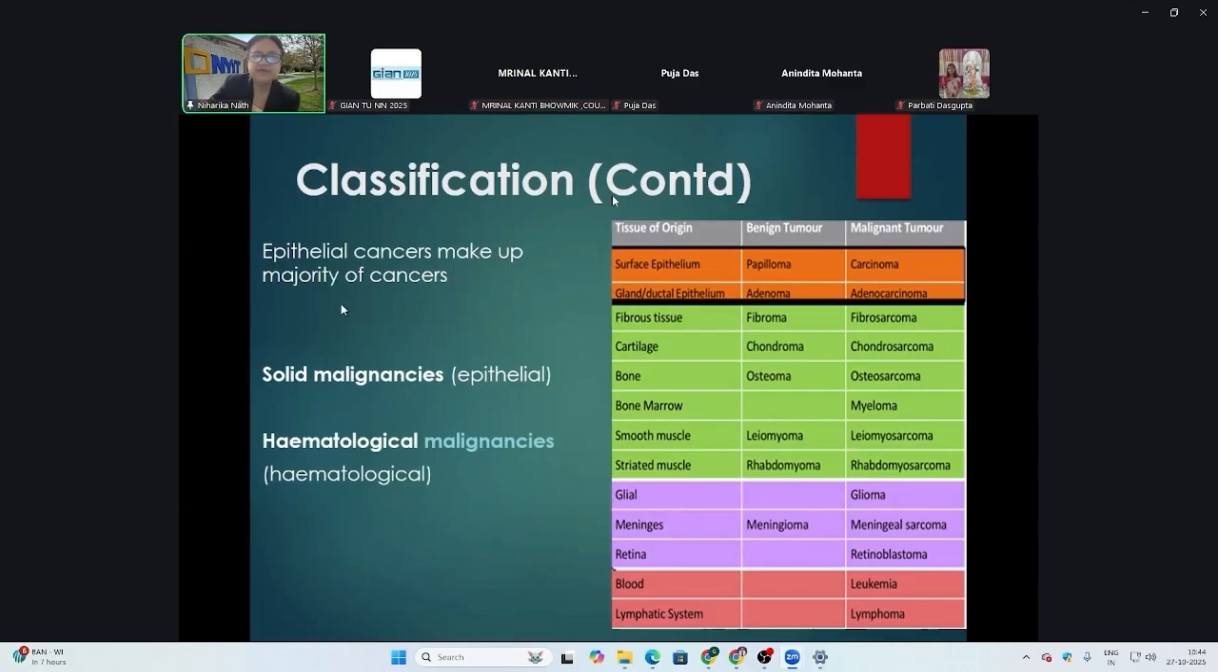Epithelial cancers make up the majority. About 80% of all cancers are epithelial. What is epithelial? They are on the surface of the liver, the surface of all the organs. And these will be solid malignancies. The hematological malignancies will all be blood related, and so those will be here. Some of them are also the ones that are down here. These are the only ones. Let me just go to the next one. This is the same.